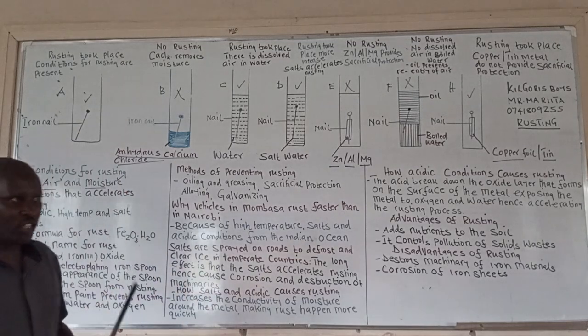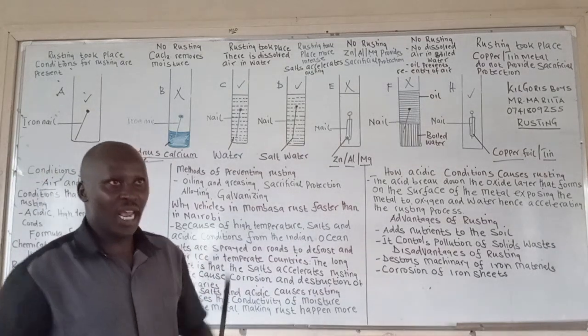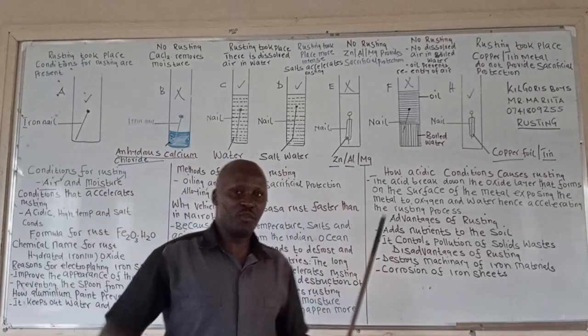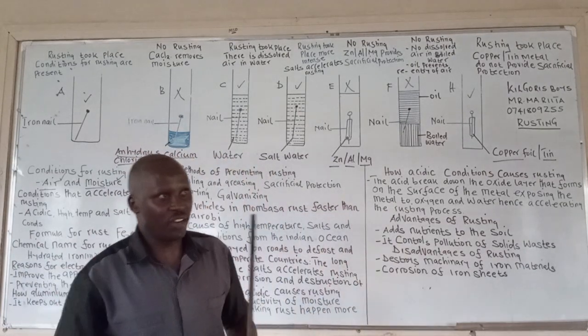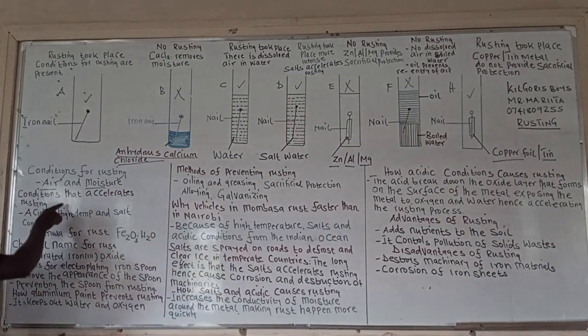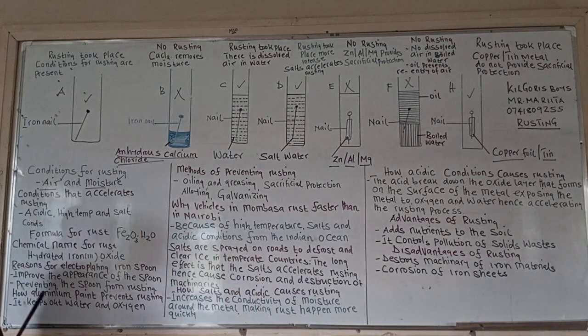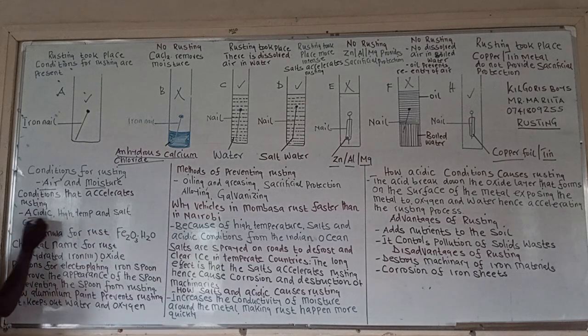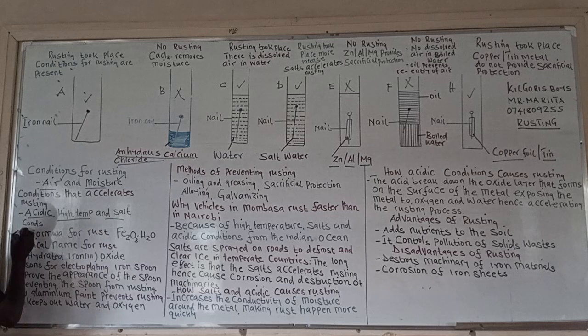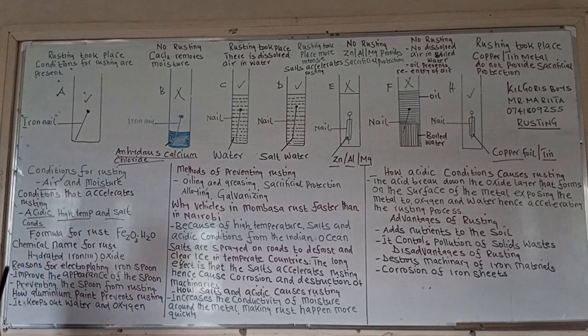We have acidic condition, high temperature condition, and then we have the salt conditions. And that explains why vehicles in Mombasa can rust faster than vehicles in Nairobi. So the conditions that accelerate rusting, or make rusting take place more intensely, are the acidic condition, the high temperature condition, and the salt conditions.